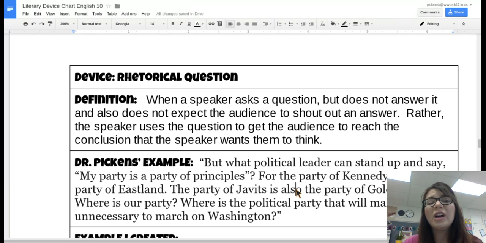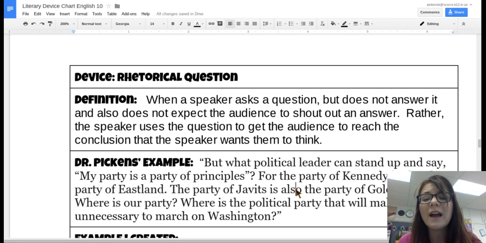So John Lewis uses this a lot in his speech, and it's one of the things that I think softens the tone of his second speech a lot. And he asks here, but what political leader can stand up and say, my party is a party of principles? And the answer to that question is nobody. But he doesn't want to say nobody's out there. He's softening it by just asking what political party does this. For the party of Kennedy is also the party of Eastland. The party of Javits is also the party of Goldwater.